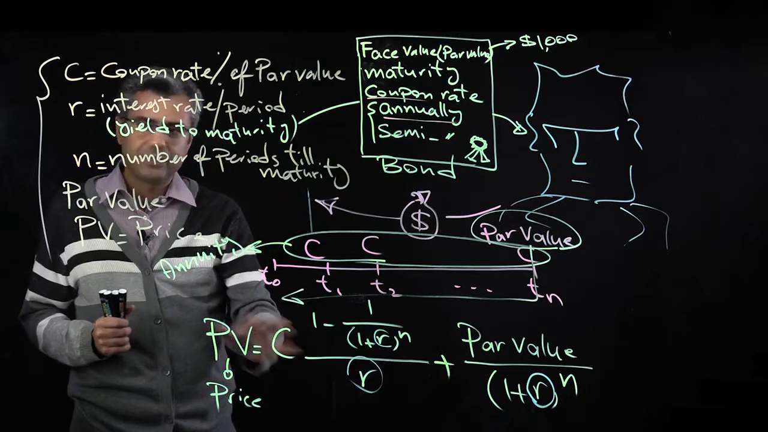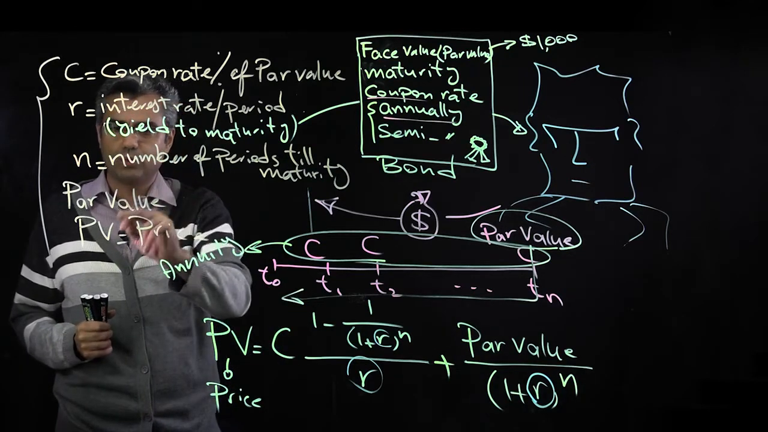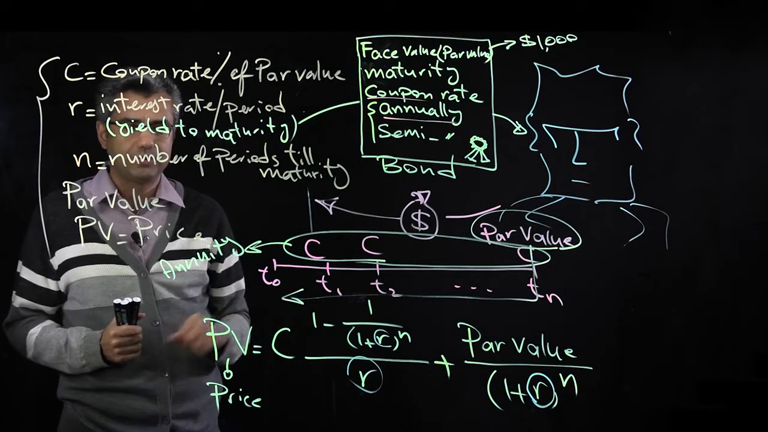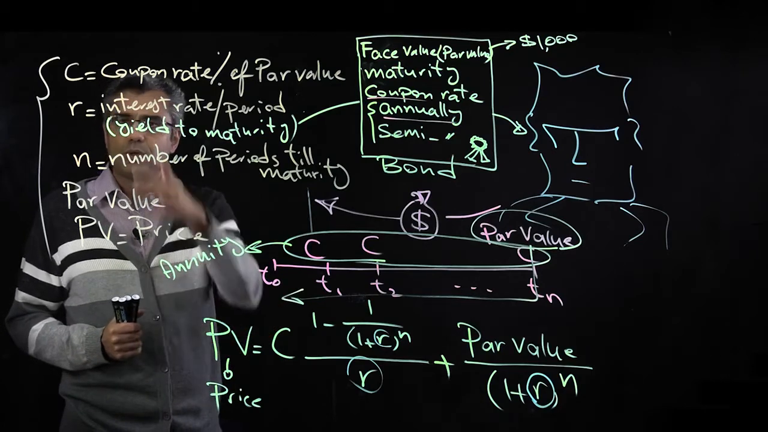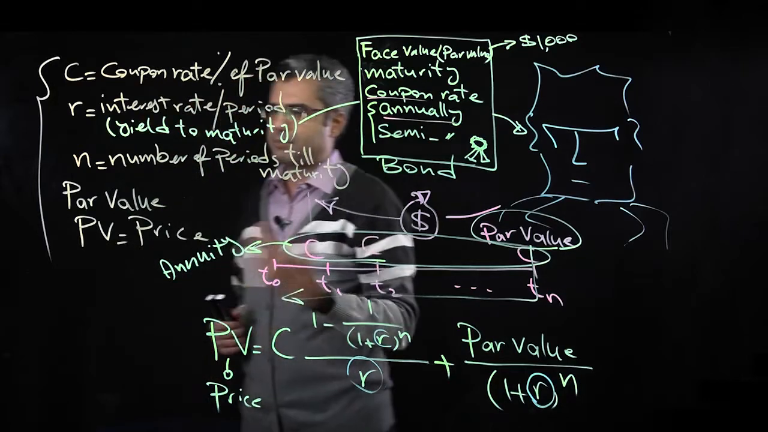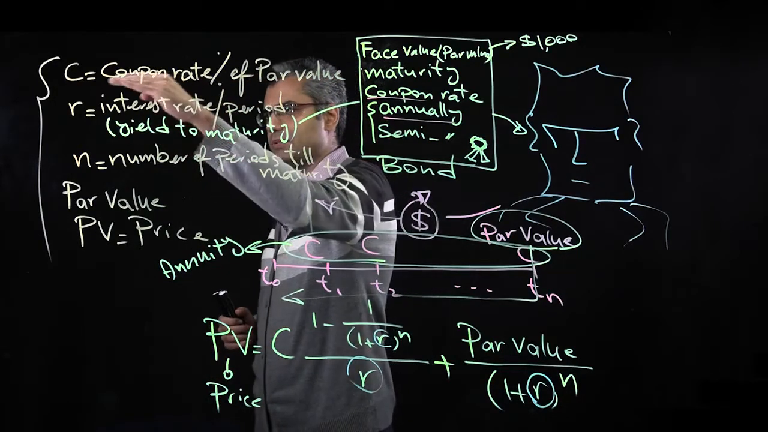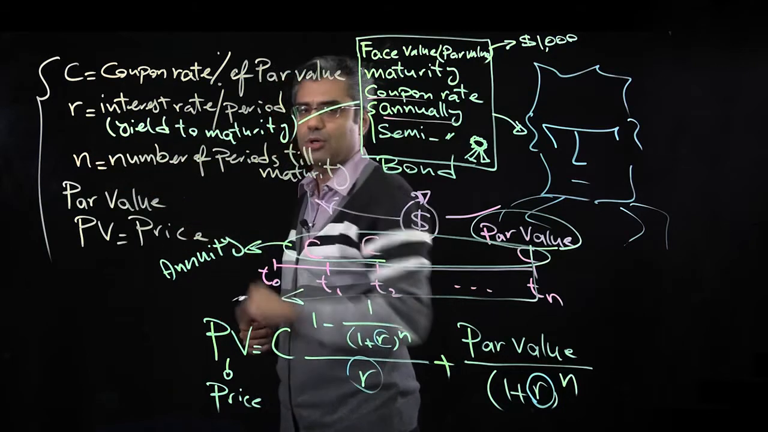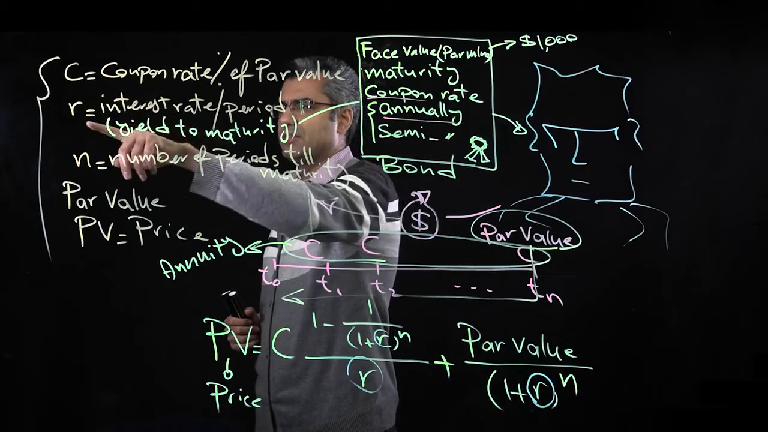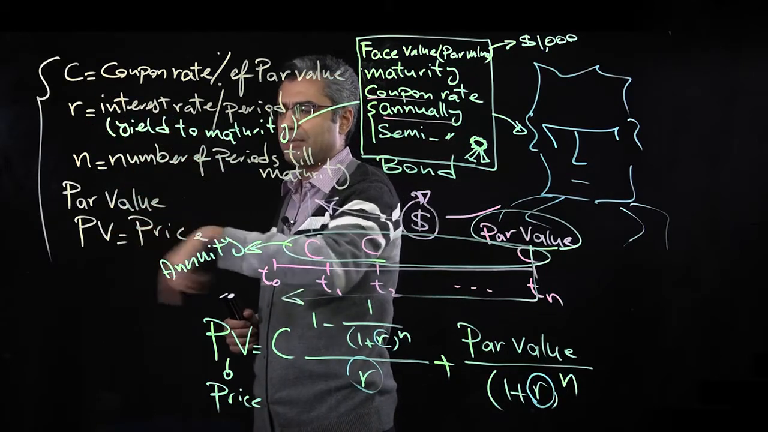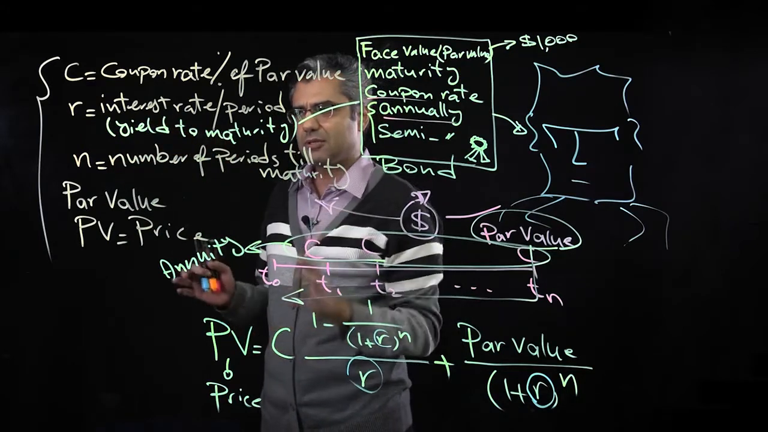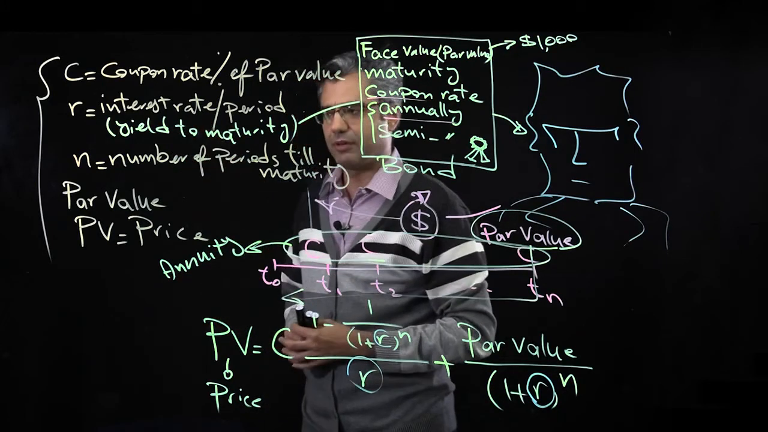So there are 5 parameters, as you can see, 1, 2, 3, 4, 5, that you need to include in the equation, in the formula. You always have 4 of them and you are required to compute the 5th one, right? So sometimes I may give you C, R, N, par value and I ask you to compute the price of the bond. Sometimes I may give you C, N, par, and PV, and I ask you to compute the yield to maturity or interest rate, right? So as long as you have 4 of them, you can compute the 5th one.